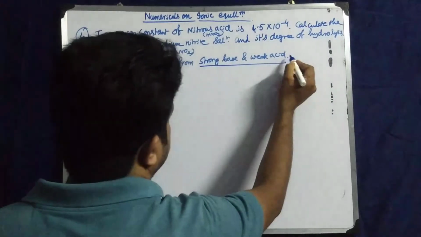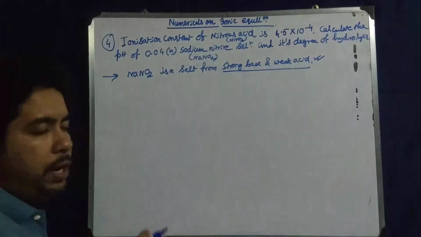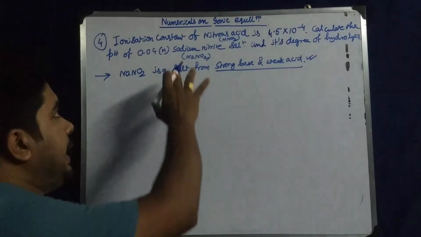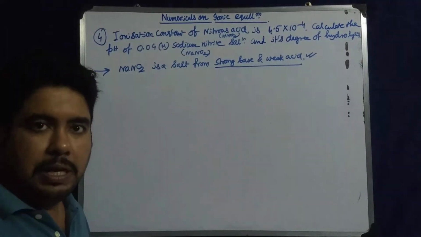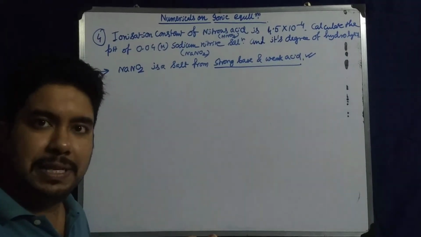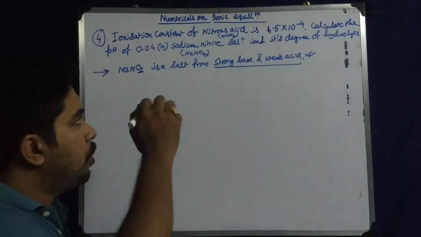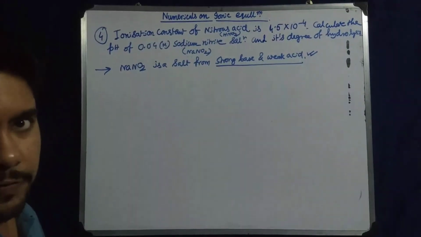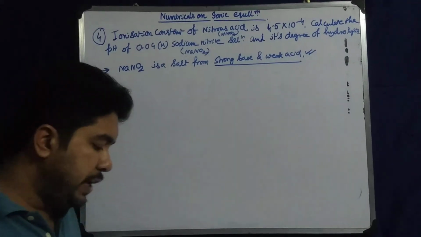At first you need to identify this. The salt is made from where? Which type of base and which type of acid? Na, sodium, it's a cation. It comes from where? NaOH, a base. That is strong base. So it's a strong base, and weak acid obviously NO2. That means from NO2 to HNO2. Obviously the weak acid. So strong base, weak acid we got.